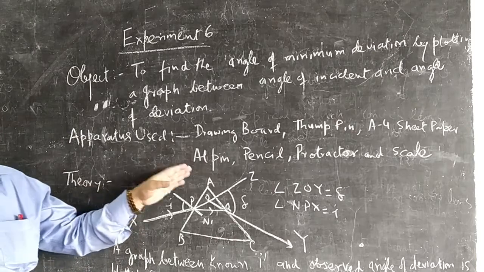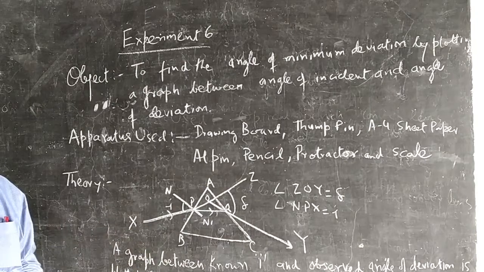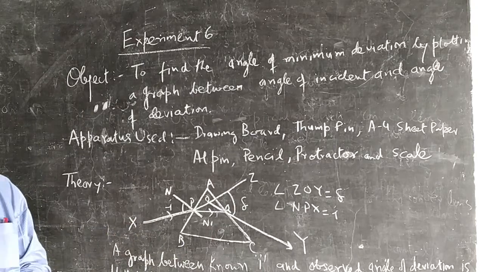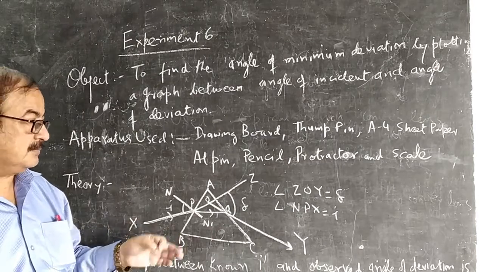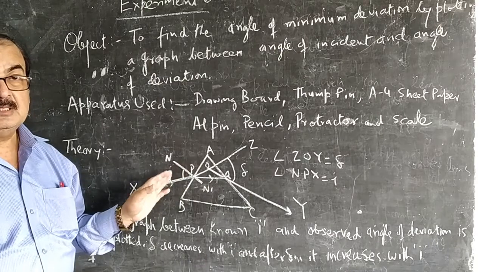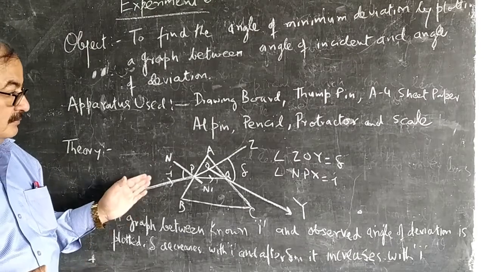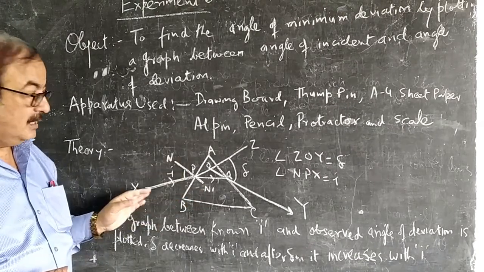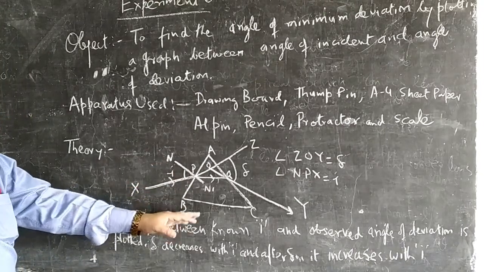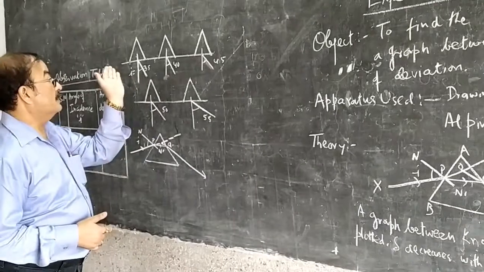Theory is very simple. We have to place the triangular base of the prism on a drawing board, on which we first stick a paper by means of thumb pin or board pin. Then we take the outline of the prism. Before we do this, we generally draw with a pencil some perpendicular exactly at the base of the prism. Here we can see it is a baseline.